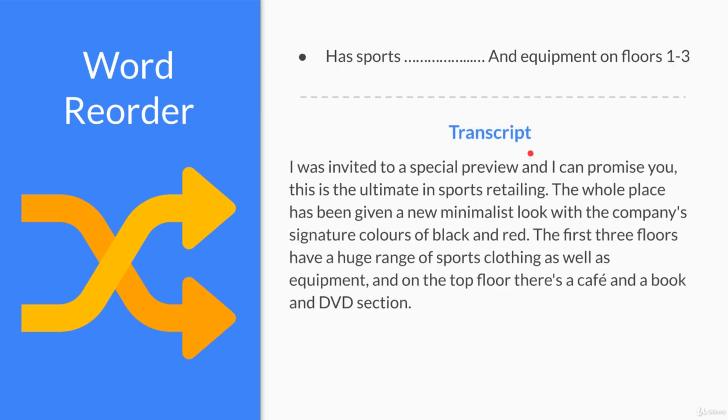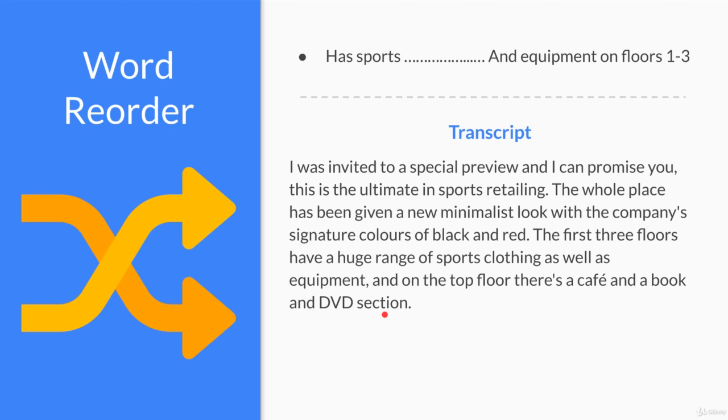This is a monologue. I was invited to a special preview, and I can promise you this is the ultimate in sports retailing. The whole place has been given a new minimalist look with the company's signature colors of black and red. The first 3 floors have a huge range of sports clothing as well as equipment, and on the top floor there's a cafe and a book and a DVD section.